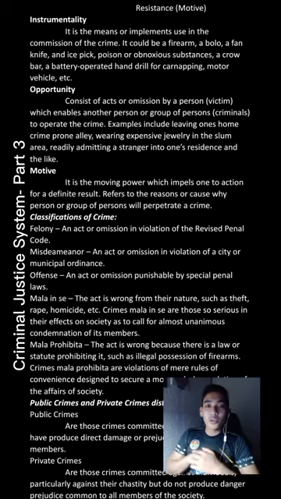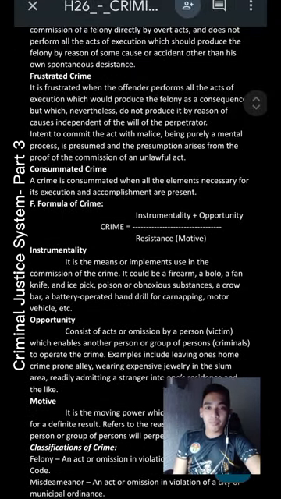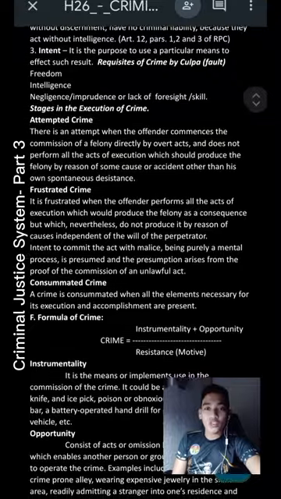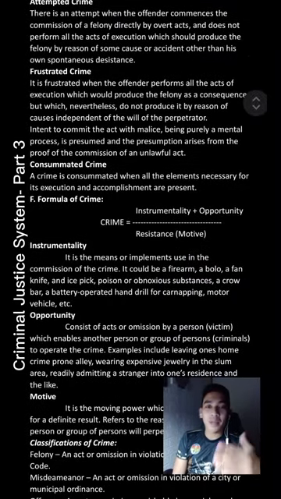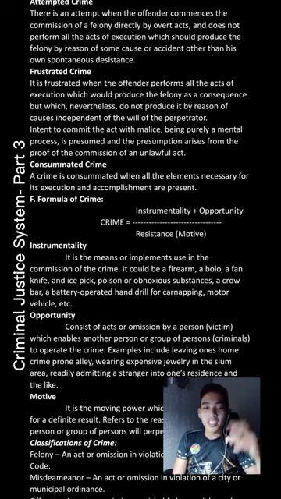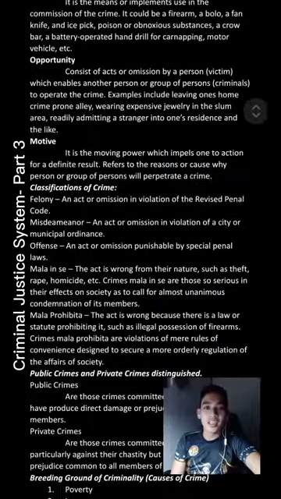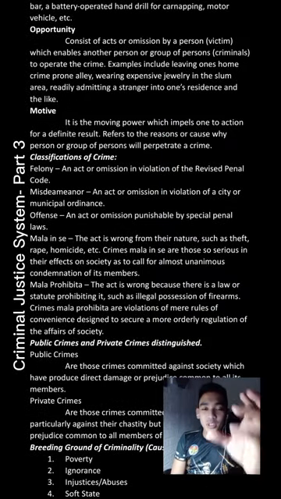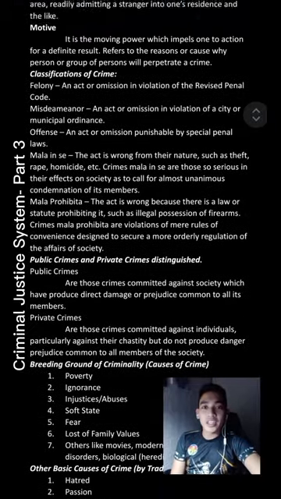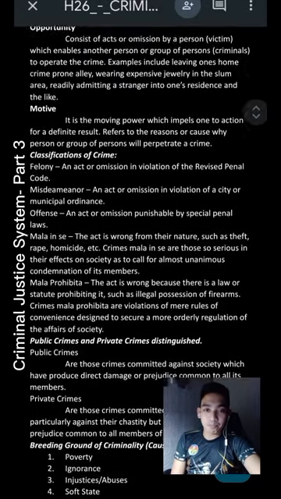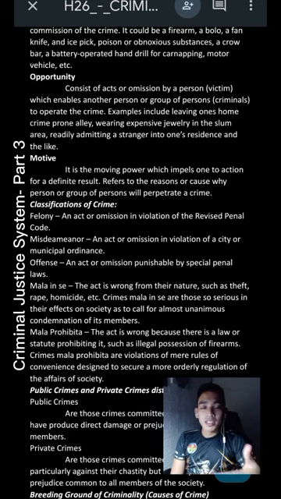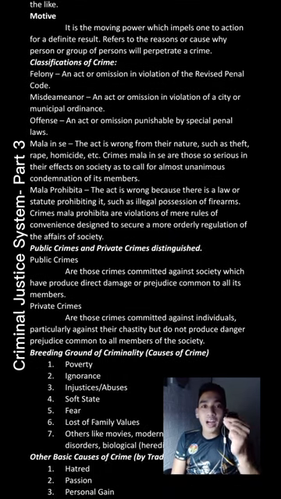Now, those are the stages of execution of crime: attempted crime, frustrated crime, and consummated. It entirely burns the house if it is consummated. Instrumentality refers to the tools in committing a crime. The opportunity refers to the opportunity for the offender to commit the crime, and the motive is the driving force, the reason why the accused or the offender commits a crime.